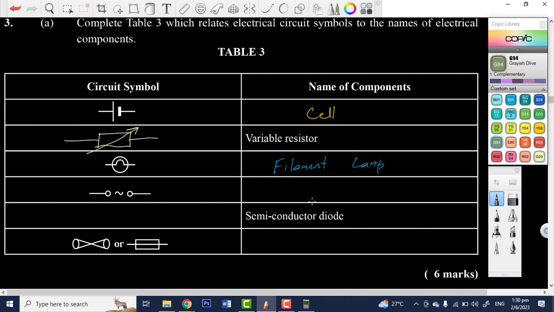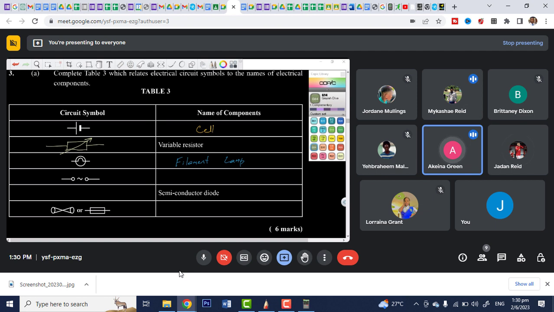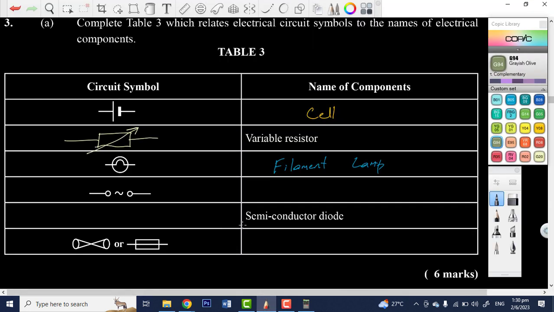Right, and then for this one now, what's this? Alright, Michael Shea, what's this? AC, sir. Right, AC source, right? So this is the alternating current source, because of this symbol right there, alternating current, which goes like that.